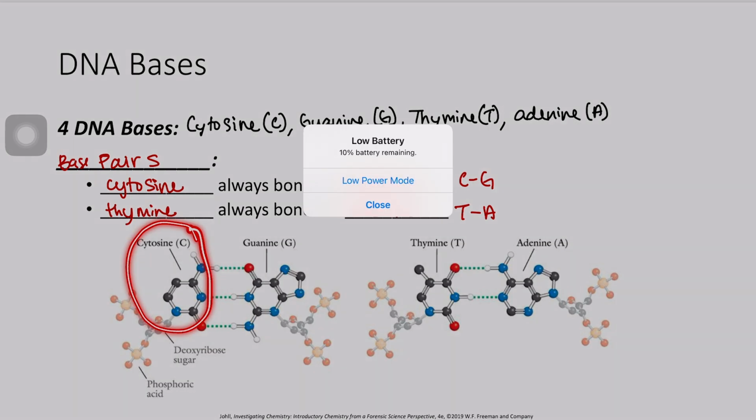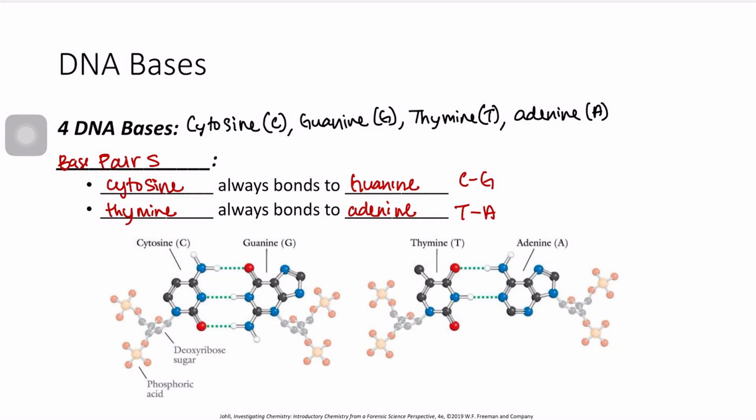Here is cytosine, and you can see the backbone is phosphoric acid, deoxyribose sugar, and then it's bonded to this nitrogen base. Here we have another nitrogen base, and then we have our sugar and phosphate.